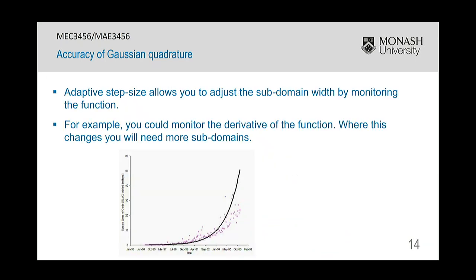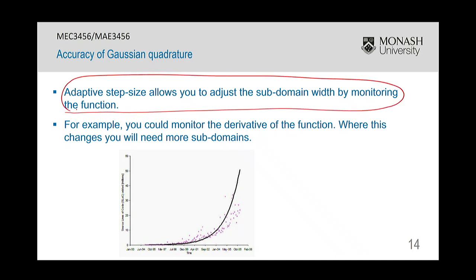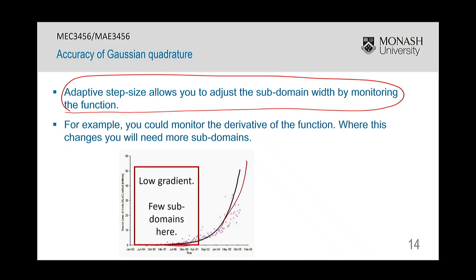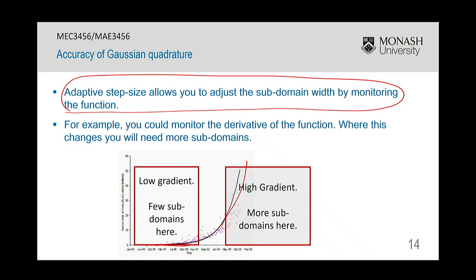The other way you can look at things is doing what's known as adaptive step size. So you in some way monitor how things are going and change the size of the intervals. For example, if we had a function that's represented by this black line here, we can see that the gradients near the wall vary significantly, whereas they don't away from the wall. So, sorry, other way around. Low gradient near the wall, we don't need very many subdomains there. High gradient away from the wall, we need a lot more subdomains here. So we can split things up in a way that gives us the best answers.